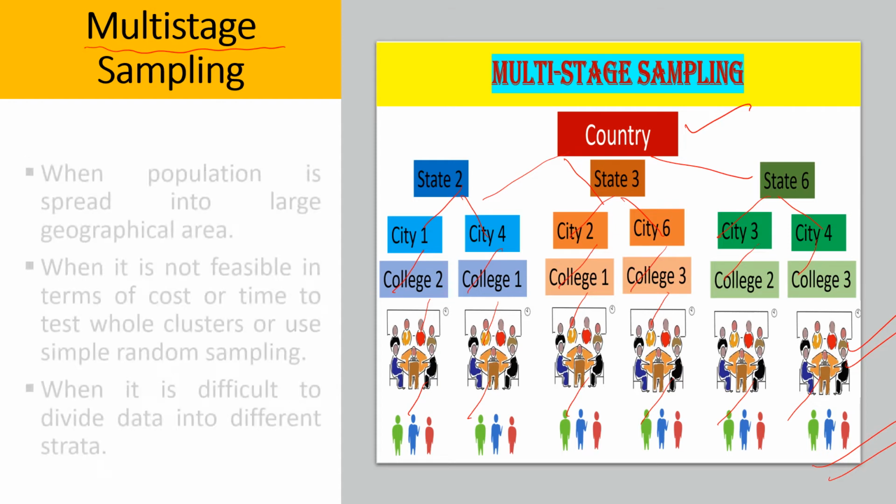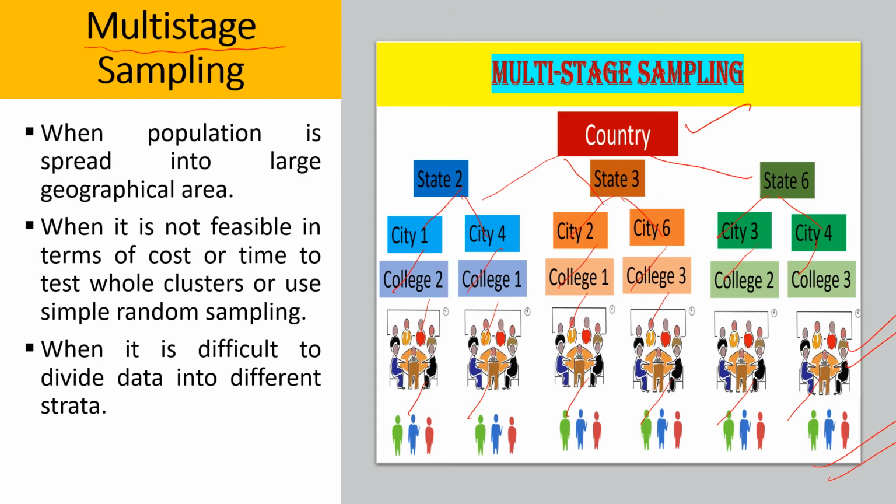Now, when is it used? When the population is spread over a large geographical area, or when it is not feasible in terms of cost or time to test a whole cluster or use simple random sampling, or when it is difficult to divide data into different strata, multi-stage cluster sampling is used.